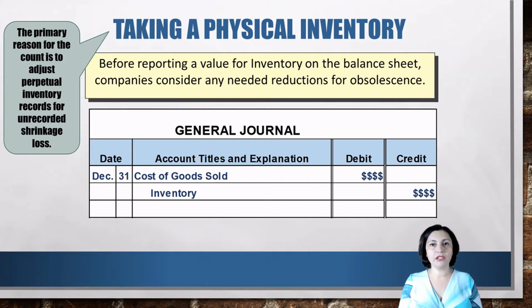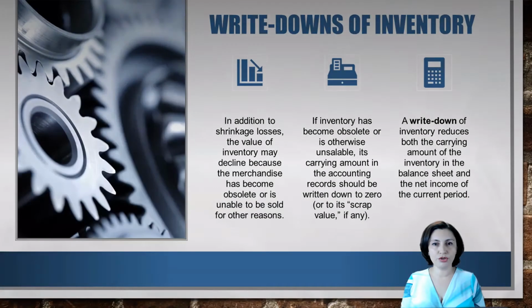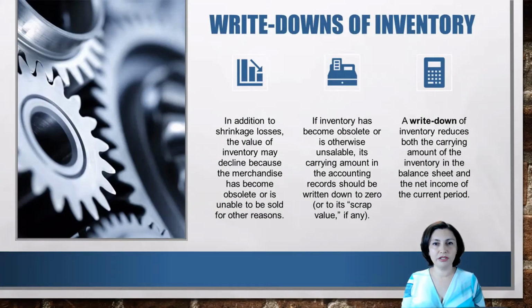If a physical count identifies inventory shrinkage, an entry is made to debit cost of goods sold and credit inventory. This entry increases cost of goods sold, an expense account, and decreases the inventory account. In addition to shrinkage losses, the value of inventory may decline because the merchandise has become obsolete or is unable to be sold for other reasons. If inventory has become obsolete or is otherwise unsellable, its carrying amount in the accounting records should be written down to zero or to its scrap value, if any.